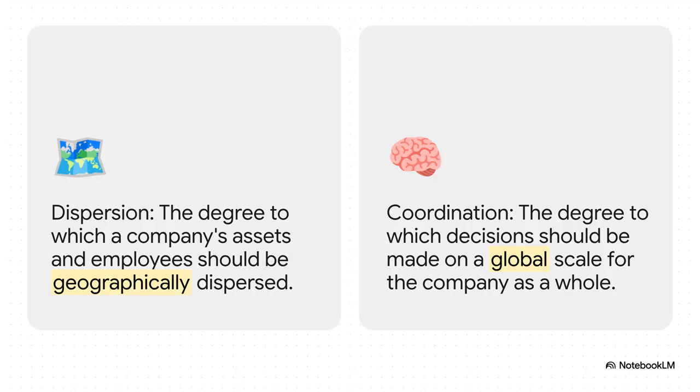Okay, so the first one is dispersion. And this is pretty straightforward. It's all about geography. How spread out are your assets? Your factories, your offices, your people. Are they all huddled together in your home country, or are they scattered all over the globe? And then you've got coordination, and this one is all about control. How are decisions actually made? Is everything run from one central headquarters, or do the local managers in, say, Brazil or Japan have the freedom to make their own calls?